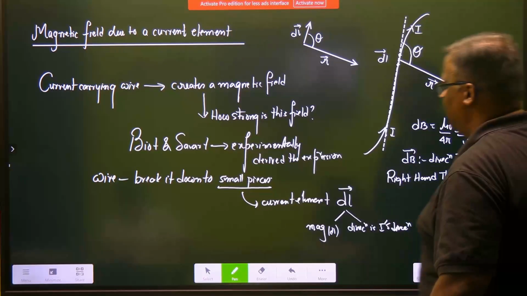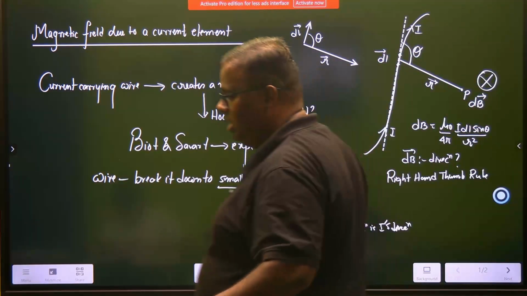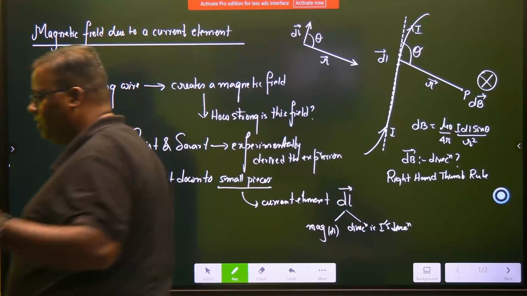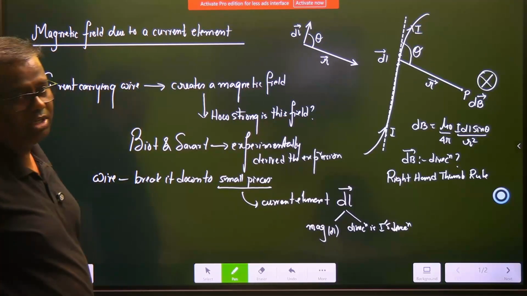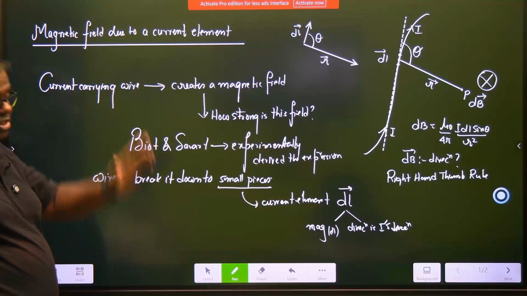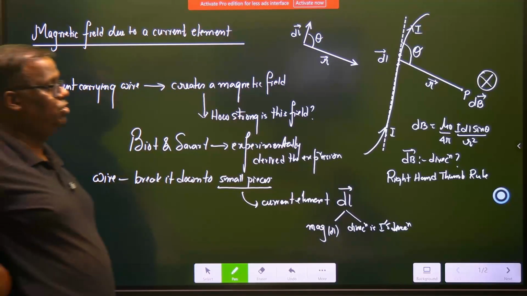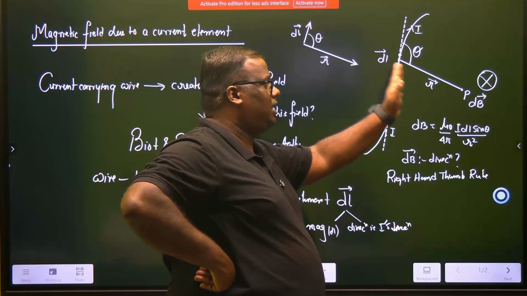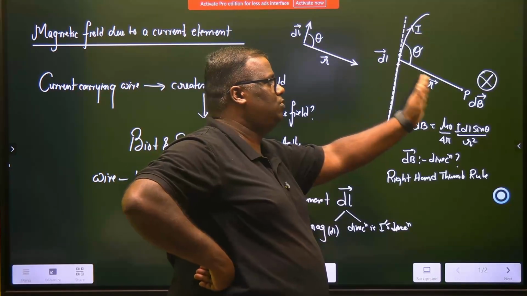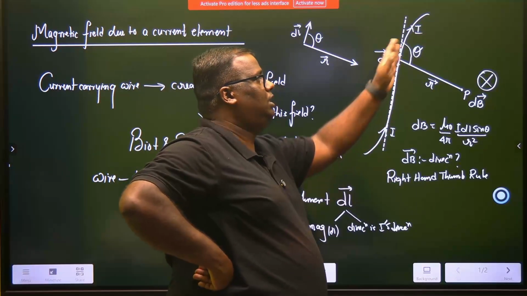All you need to understand is the concept of a current element. A current element is a small section of a current carrying wire, and it is considered as a vector whose magnitude is equal to the small segment's length, and the direction is the direction of electric current at that place. The best way is to take your current element and draw a tangent along with it. That is the direction of the current element. And then you position your point wherever you want to find out the magnetic field, and take a displacement vector r, which is at a distance r from this, and there is an angle theta.